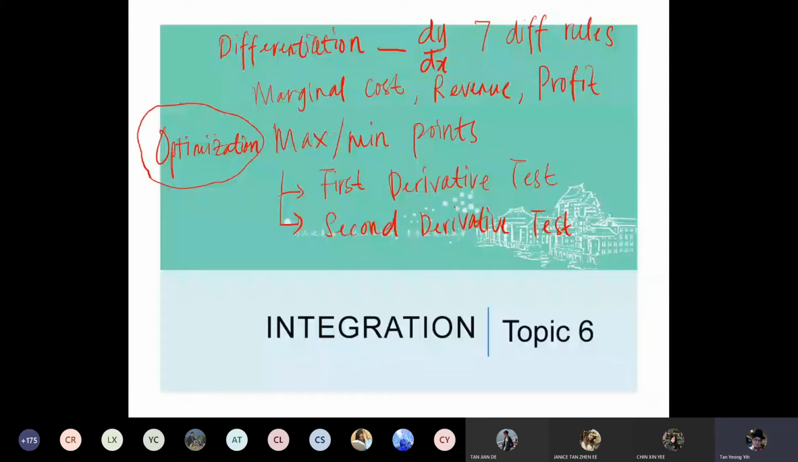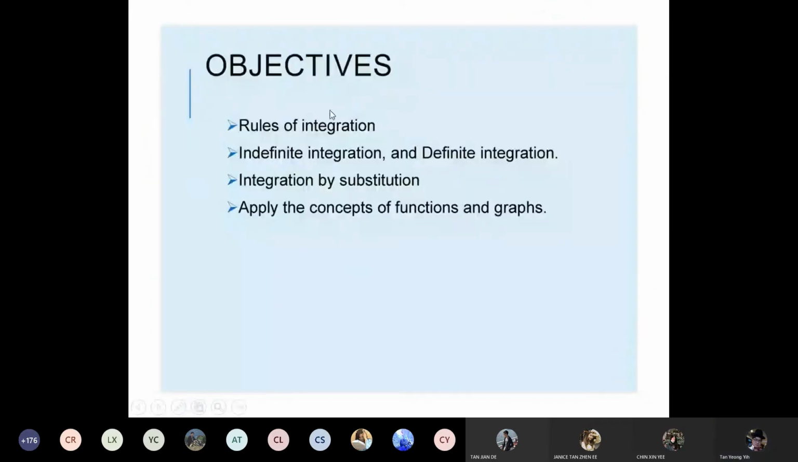Now, today we are going to learn about a concept called integration. So what is integration? We are going to take about 1 to 2 weeks to learn about this. The objective for this section is, first, we are going to learn the rules of integration. After that, there are 2 types of integration: indefinite integration and definite integration. We are going to learn what they are.